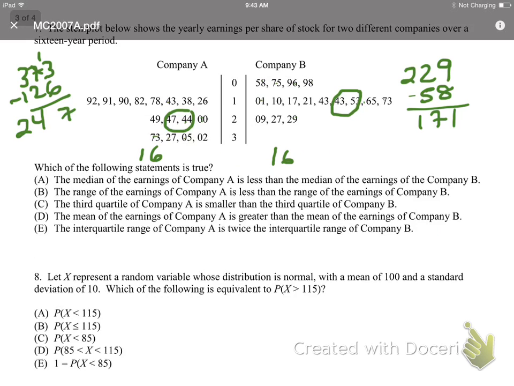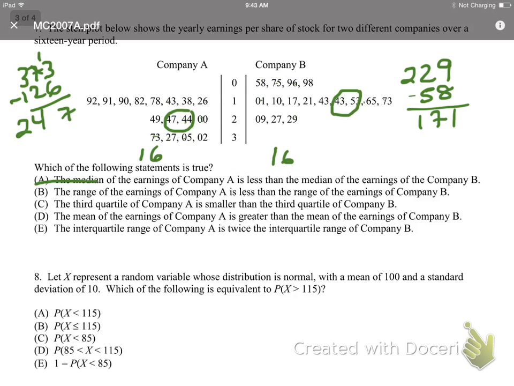Okay, so for this problem number 7, we have two stem-and-leaf plots. And the first thing they ask about is the median. If you count the number of data values in both company A and company B, they're both 16. And remember, when it's an even number, you have to take the two middle numbers, which are the 6th and the 7th. Anyway, look at here. If I add 47 and 44, and divide by 2, I'm going to get roughly 245. Here, if I add 43 and 53, I'm going to get 148. So the median for A is bigger than the median for B. So that is not true because it said less.